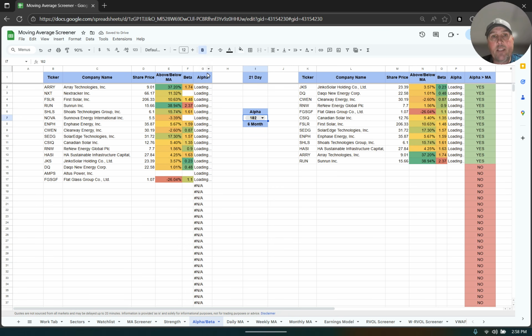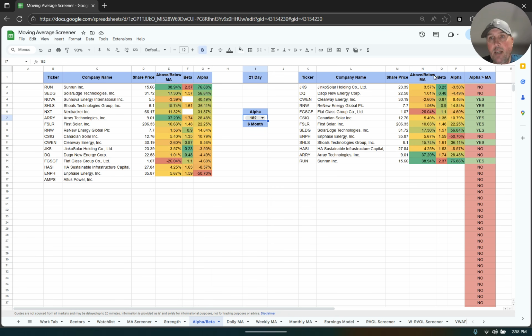I have this in descending order by alpha. I have this in ascending order by beta, so I might want to look at a stock that has low beta, high alpha. If I come down, this stock has alpha on the market, and has a beta of 0.87. So C1 is maybe interesting. I might take a look at it. Could be boring. I'd have to do further research.